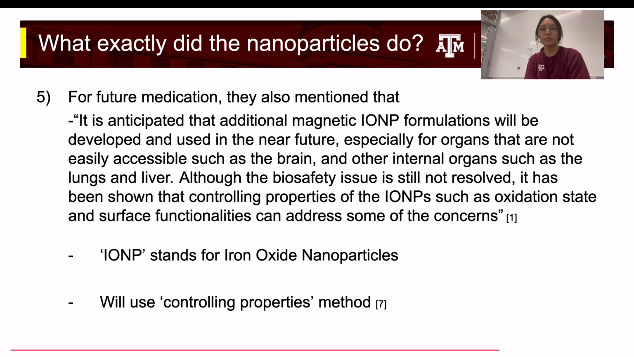And for the final one, they also mentioned the future plan to change other properties. For future medication, they mentioned that it is anticipated that additional magnetic IONP formulations will be developed and used in the near future, especially for organs that are not easily accessible, such as the brain and other internal organs, such as the lungs and liver. So right now it's unsolved, but they say they will change some properties more. IONP stands for iron oxide nanoparticles, and they will use it as a method for controlling properties.